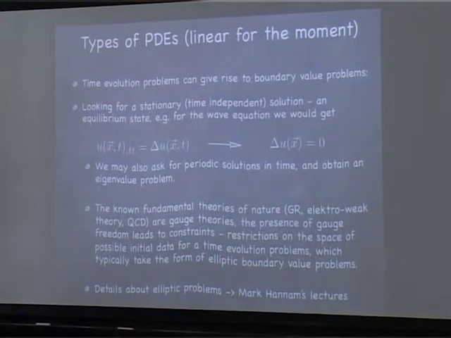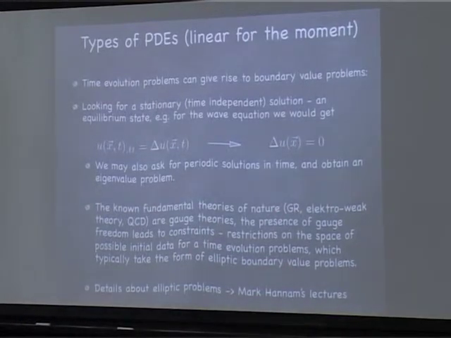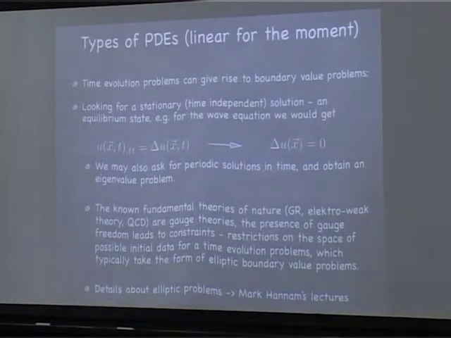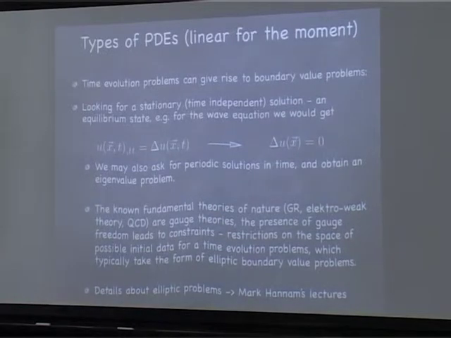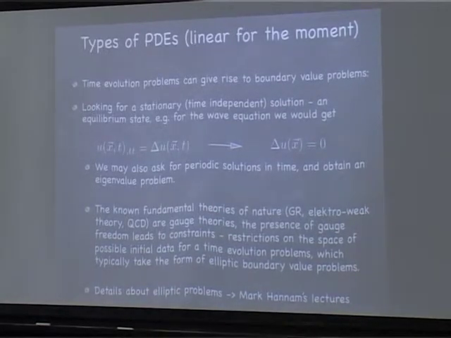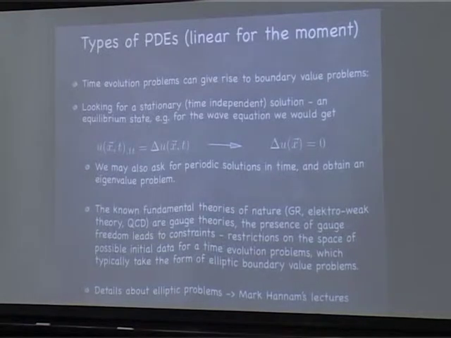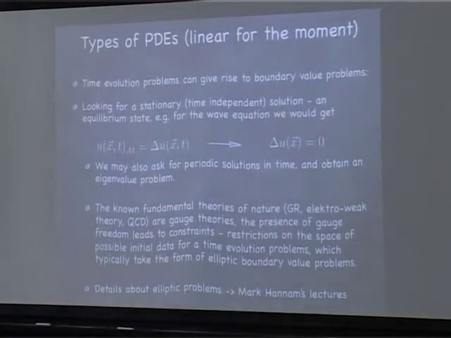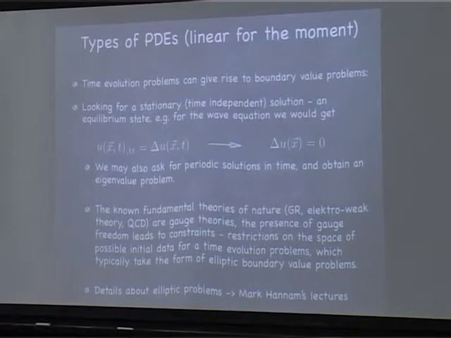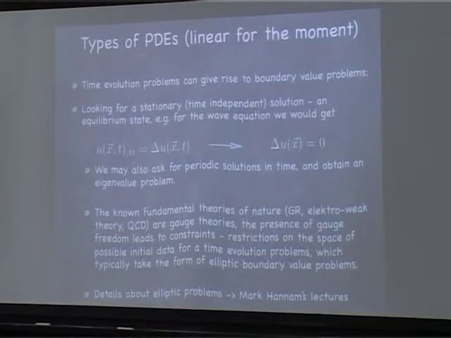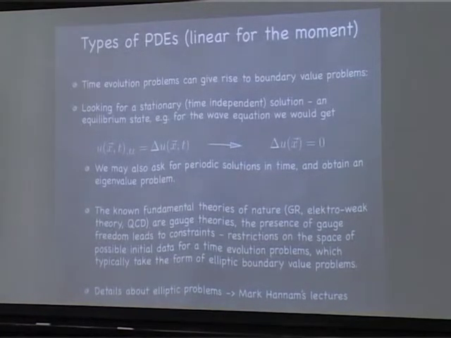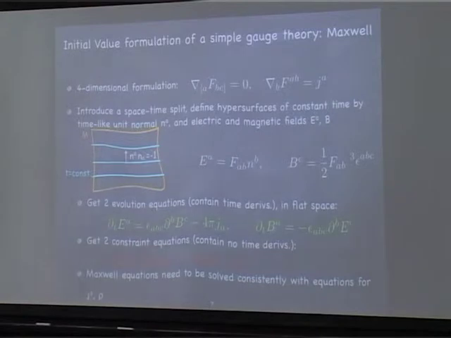And it turns out that the presence of gauge freedom in a physical system very naturally leads to having constraints, which means that you cannot choose your initial data freely. They are subject to some restrictions. These restrictions on the space of initial data, because they deal with the initial data, are not time evolution problems, and it turns out they also typically take the form of elliptic boundary value problems. And Mark's lecture will tell you much more about this for GR.